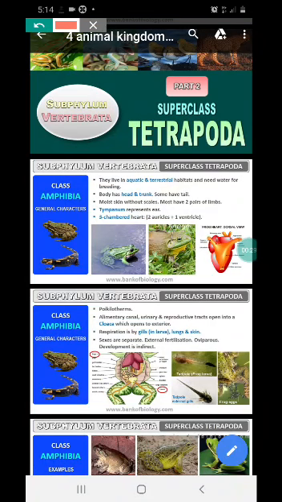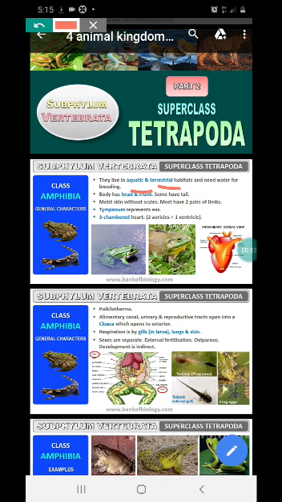Can you say some examples of amphibians? Yeah, the frogs and the salamanders. Only the frogs and the salamanders are examples under this class Amphibia. Now they are aquatic and terrestrial. They live both in aquatic medium as well as terrestrial medium.